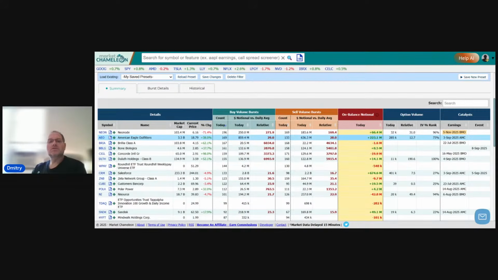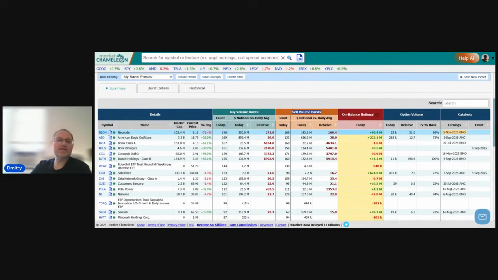Having said that, here on this data table we have two sets. We look at the volume bursts from the buy side and the volume bursts on the sell side. For example, in NEON, this is a stock that had a lot of volume bursts on both sides.